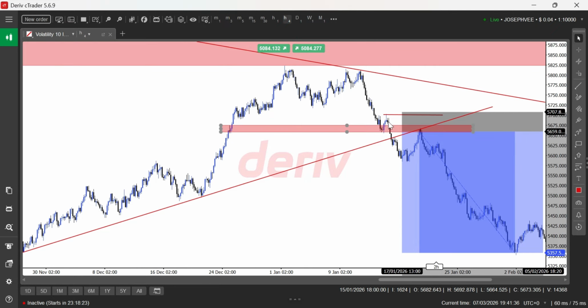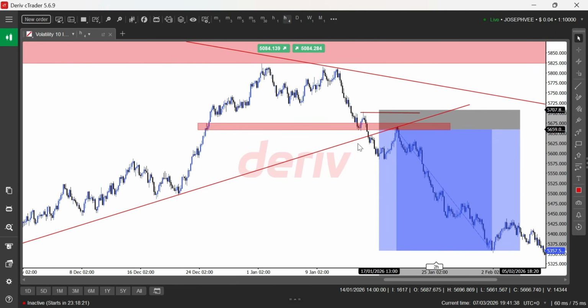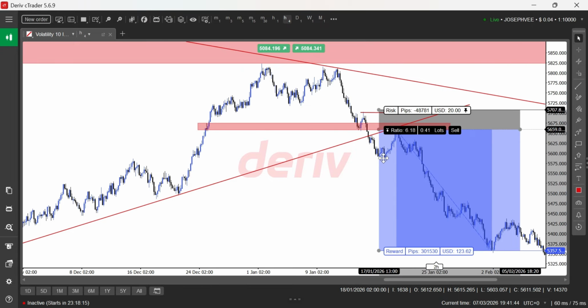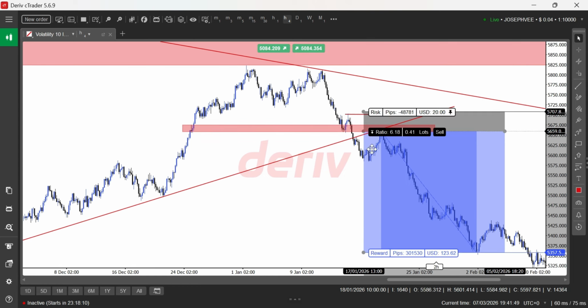You can see how price broke. Now look at the breakout. I told you that when price breaks a structure, this was the inner structure, and price broke this structure to the downside. Price broke this support. Now as a trader, you wait for a retest, and you can see how the retest happened.